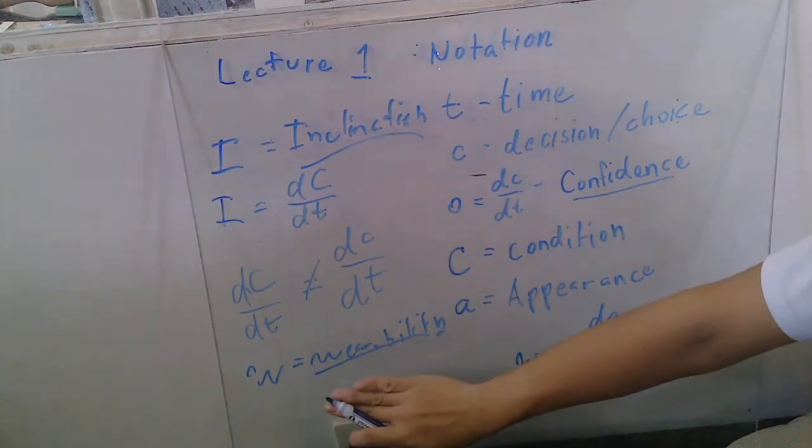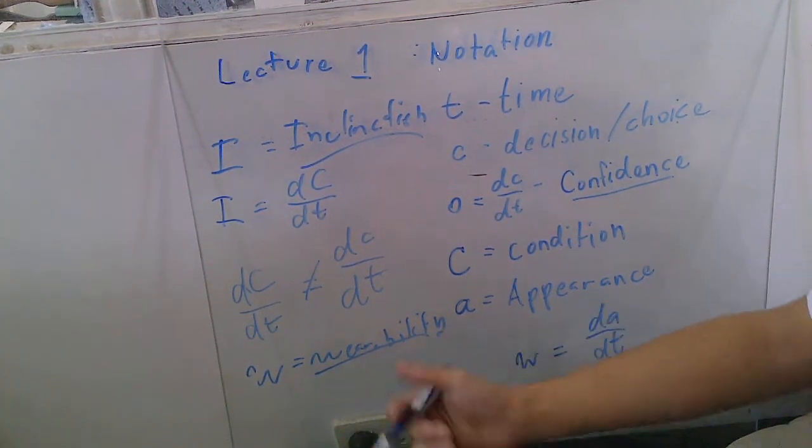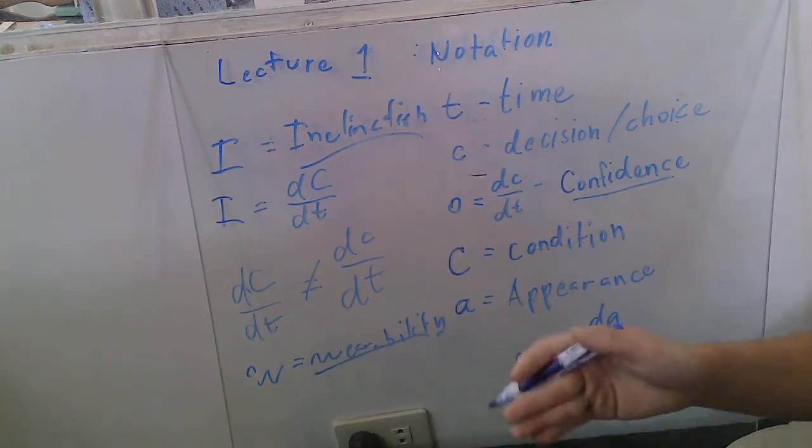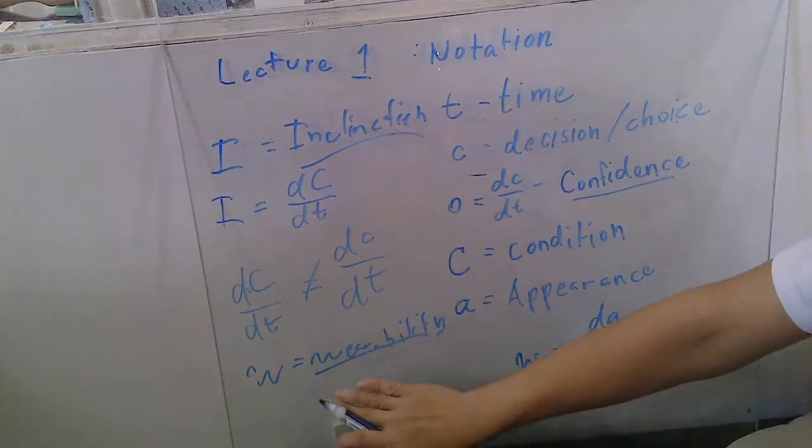So how much he or she changes his or her appearance. I couldn't find a word that summarizes the way a person changes his or her appearance with respect to time. So I'm just making up a term here.